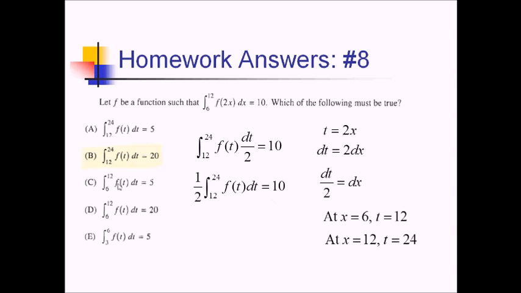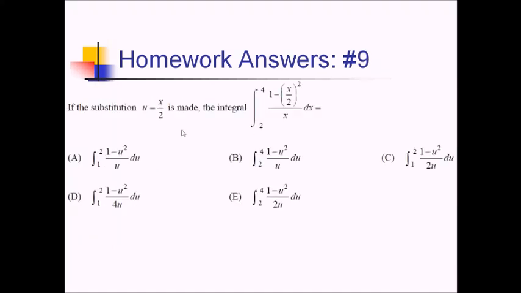But now look at the answer choices. There's no 1/2 kicking around here. So what must have happened, to get rid of this 1/2, we have to multiply both sides by 2. That'll give me this integral equaling 20. And that is going to be answer choice B.